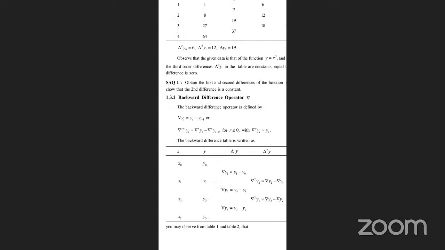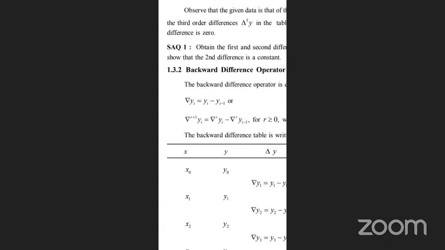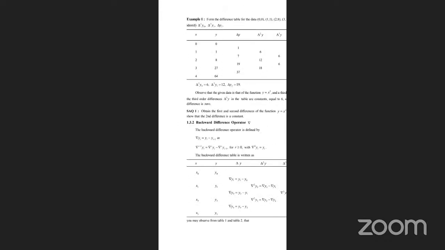Next, the backward difference operator nabla. The backward difference operator nabla means nabla y_i is equal to y_i minus y_{i-1}, or nabla^{r+1} y_i is equal to nabla^r y_i minus nabla^r y_{i-1}, for r greater than 0. So therefore we have the values we are writing here.